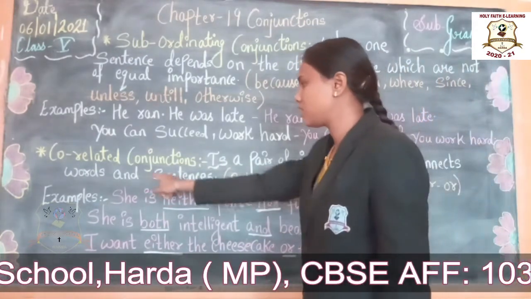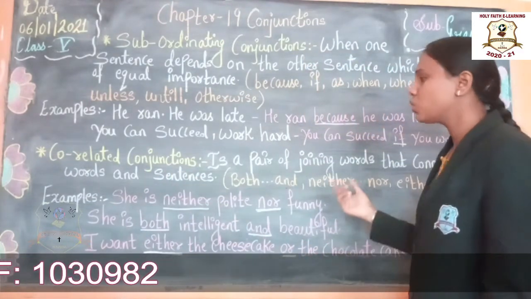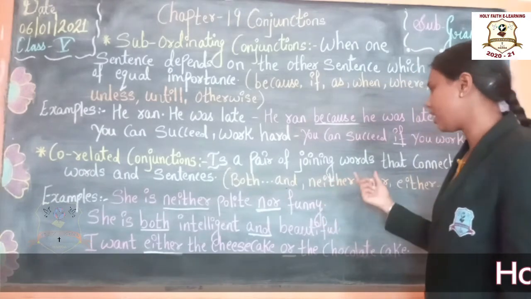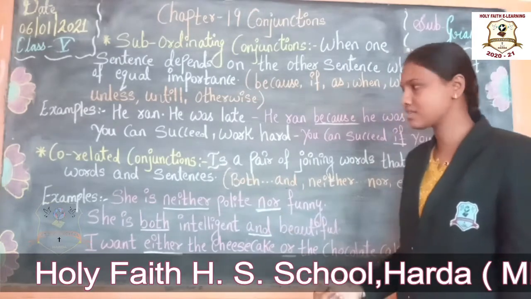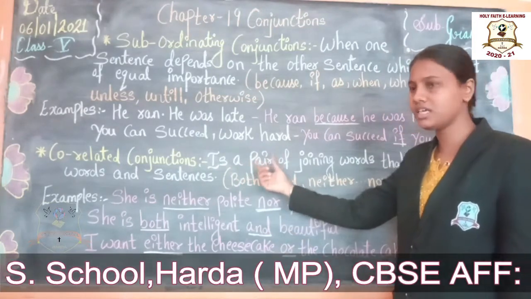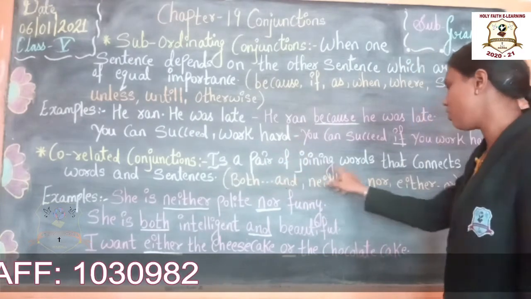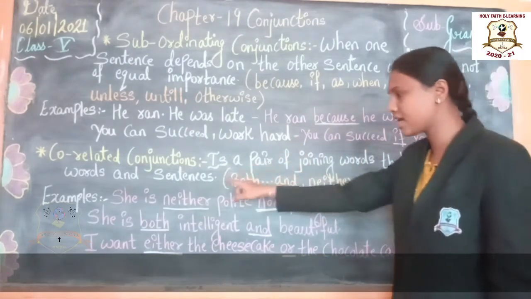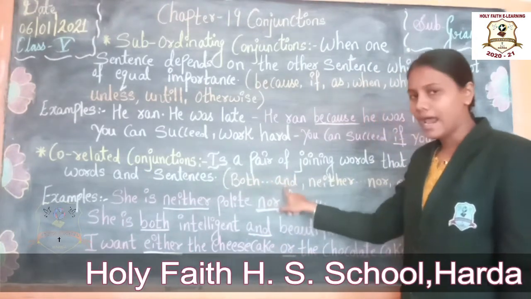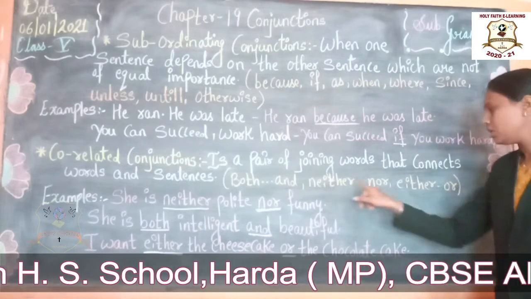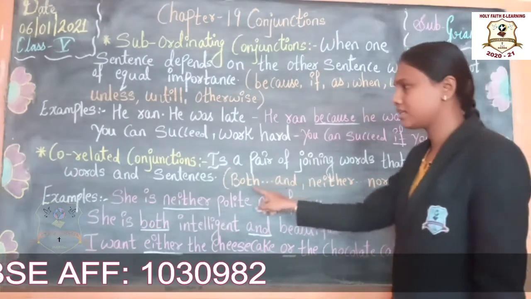Now next one is correlative conjunction. What are correlative conjunctions? Correlative conjunctions are a pair of joining words that connect words and sentences. Pair means two. Like both and, neither nor, either or. These are the correlative conjunctions.